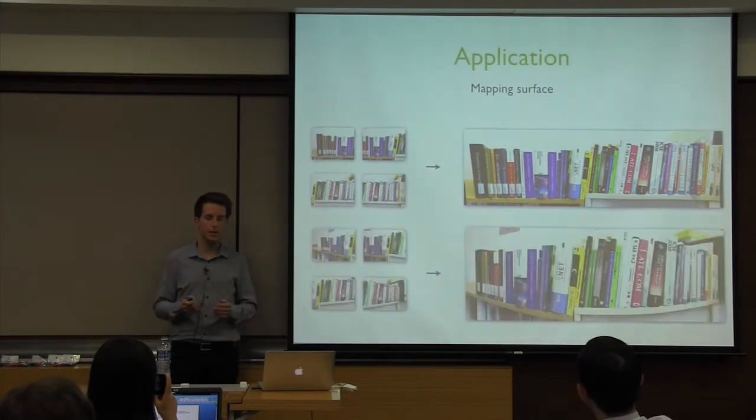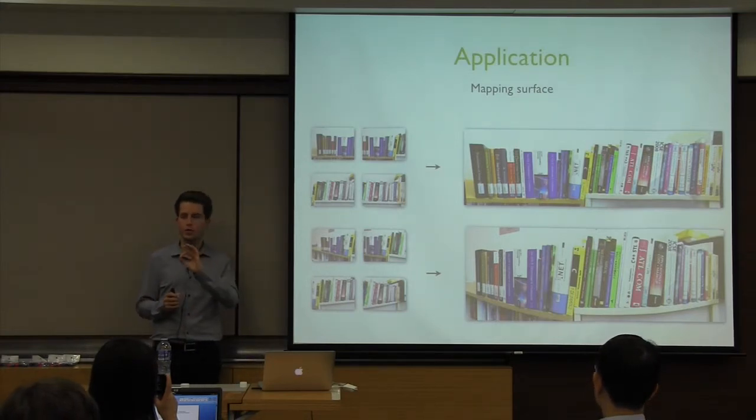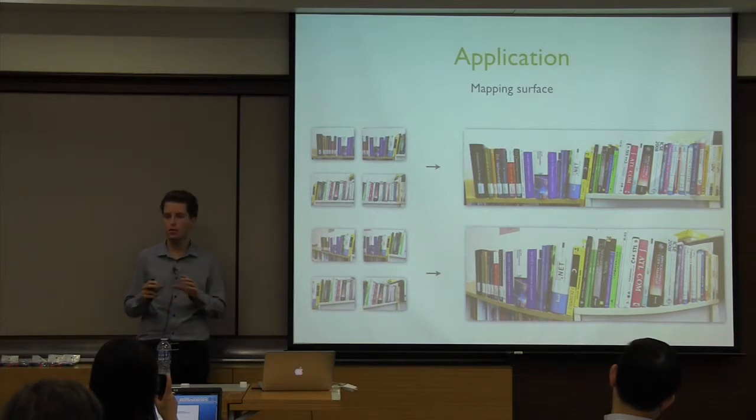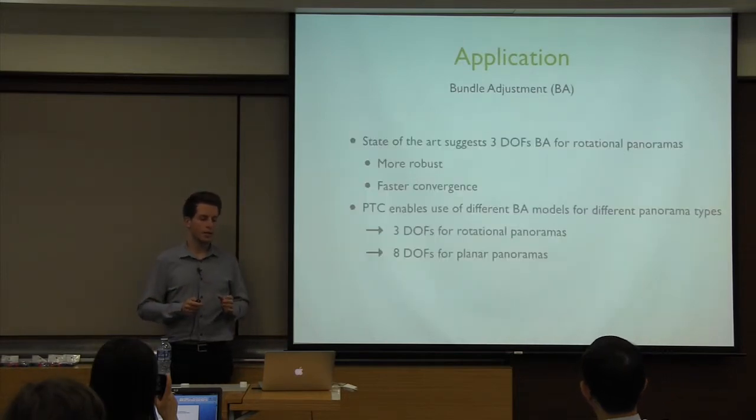The second example is the same scene, but in this case, the camera center actually stays stationary. All we do is we rotate the camera, and what you get is a rotational panorama. And you can clearly see the difference here, and you can see why we need to distinguish these types of panoramas. The second application is the bundle adjustment.